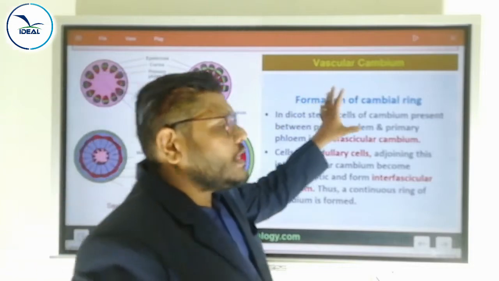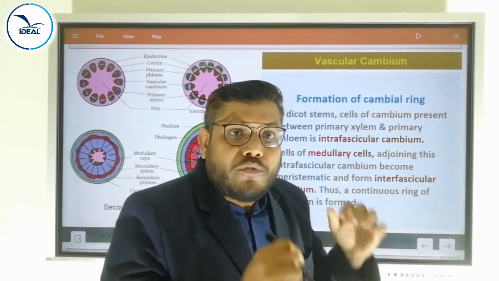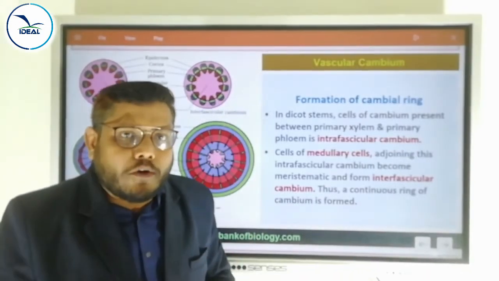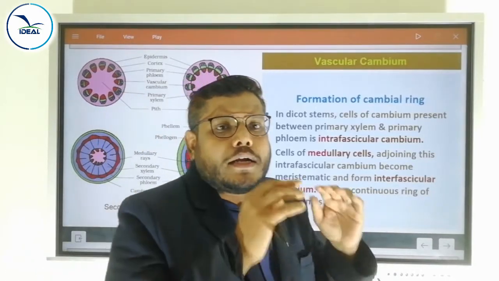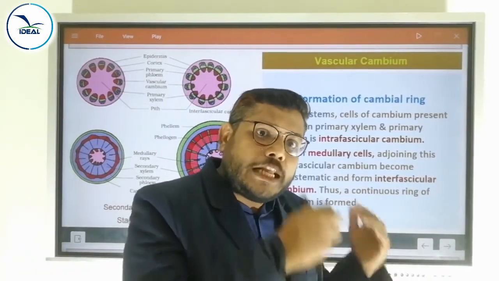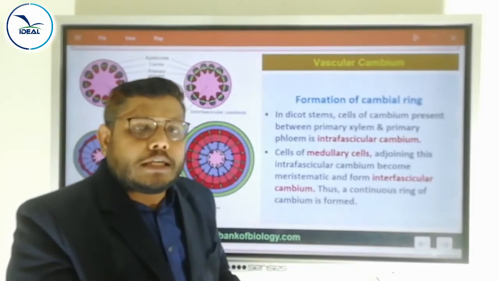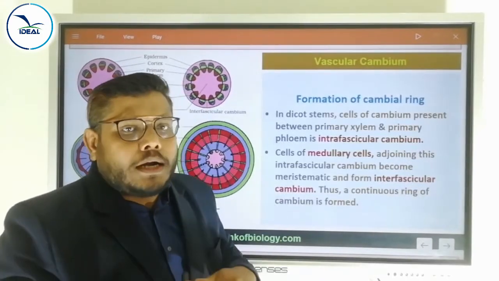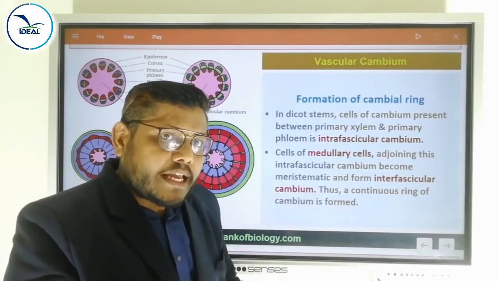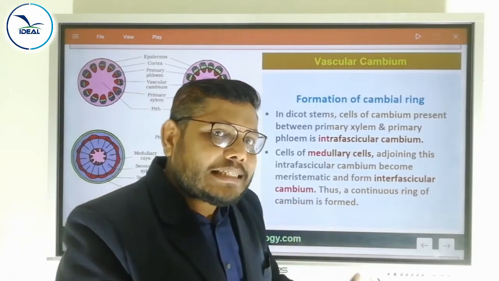This is the formation of cambial ring. This is the first step involved in the process of secondary thickening in Dicot stem. This process takes place in which part of the Dicot stem? Stellar part of the Dicot stem. So we can say that this is the stellar secondary growth.